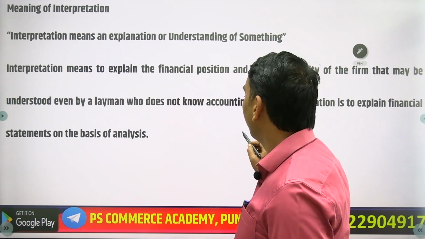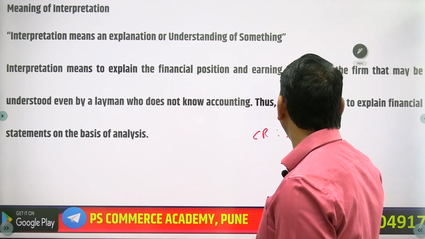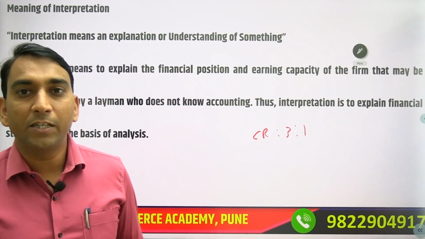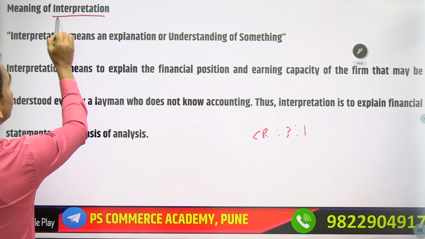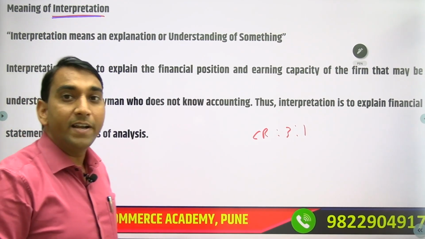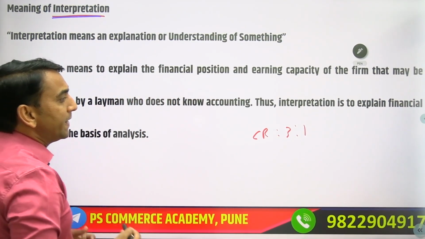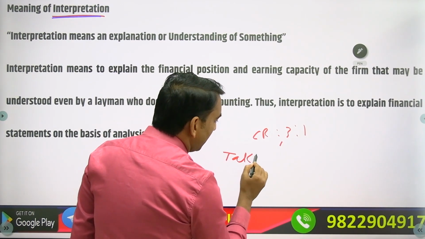meaning of interpretation. Just now I told you that it is just the calculation of a ratio. Let us say the ratio is 3:1. So calculation of ratio is not enough. What do you have to do? You have to explain the meaning of that. So that is the interpretation actually. Interpretation means telling the meaning of something, taking the meaning out of this.